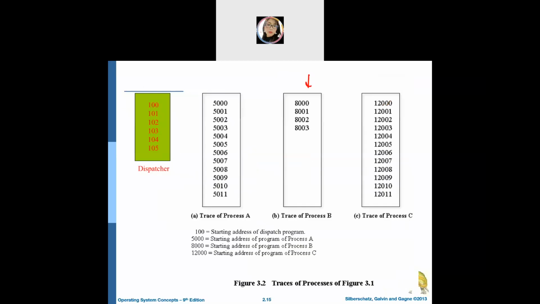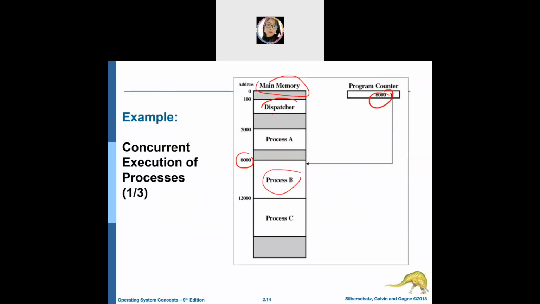And where is it? So you have the dispatcher here. Where does the address start? If you still remember from your COA subject, you have a stack in your memory, the temporary memory for you to save all the values in your stack.